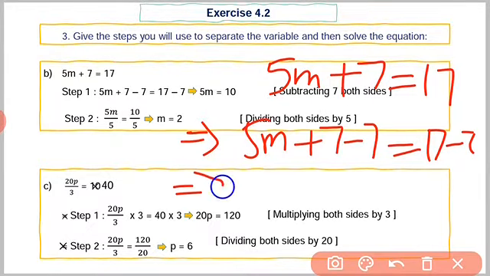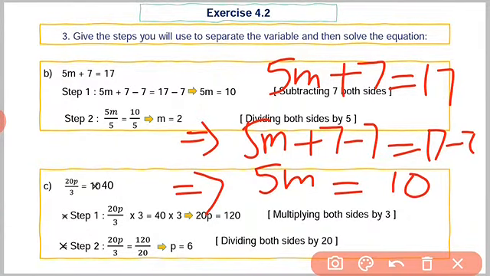So we know that plus 7 and minus 7 makes 0. So the new equation will be 5m is equal to 10. Now it is 5 with m in multiplication. So what we should do, we should divide both sides by 5.